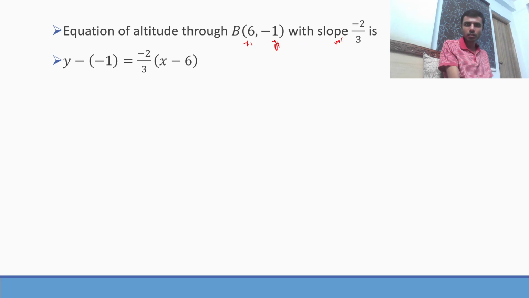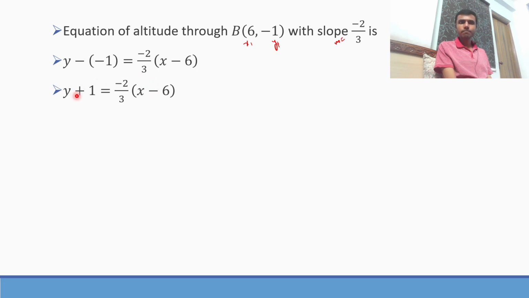Slope is m. So y minus y1, y minus of minus 1 is equal to minus 2 by 3 into x minus 6. Okay, now y plus 1 is nothing but minus 2 by 3 into, minus of minus 1 is plus 1, right? So minus 2 by 3 into x minus 6.